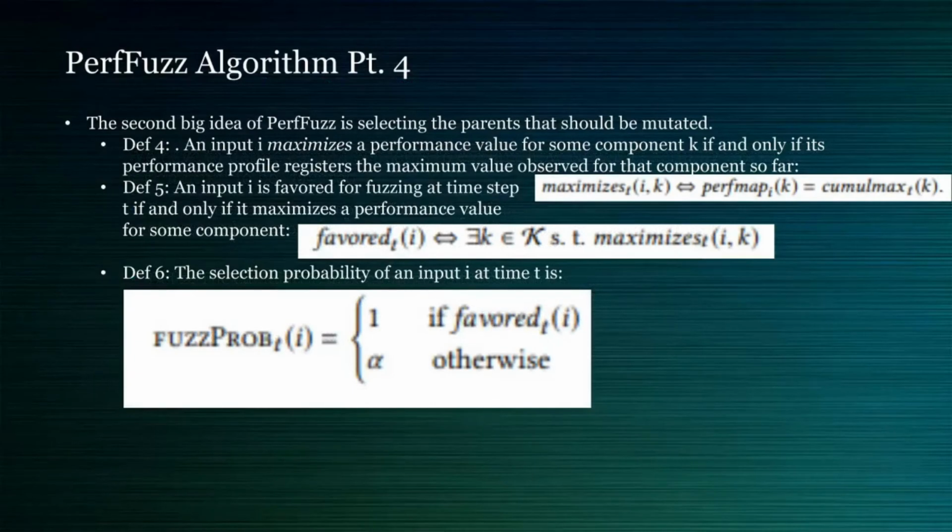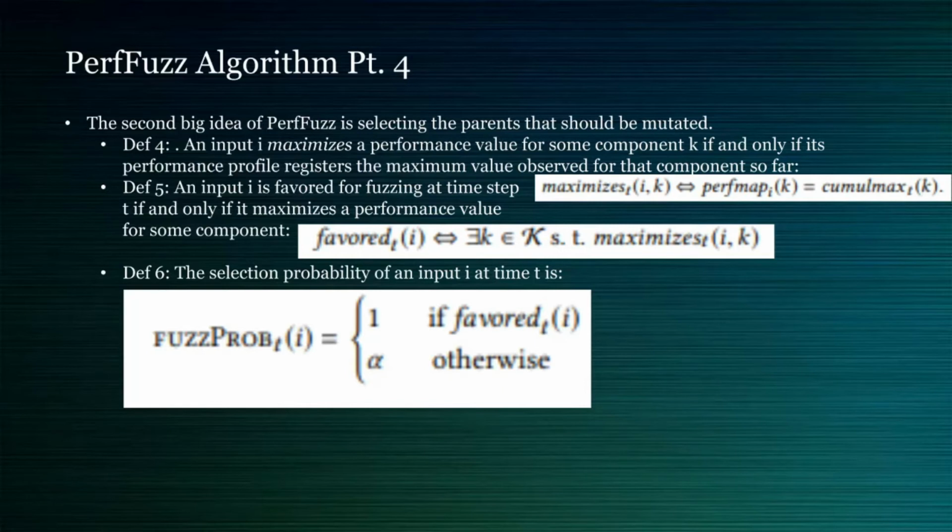So the second big idea of PerfFuzz is selecting the parents that should be mutated. In order to talk about fuzzprob, the method that assigns either 1 or something else to show the probability of an input being chosen to be mutated, we must first define favoring in reference to PerfFuzz, specifically, of course. An input I maximizes a performance value for some component k if and only if its performance profile registers the maximum value reserved for that component.